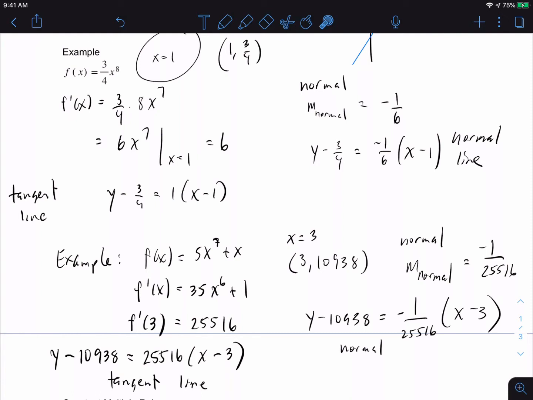No problem. So this is the point. Then this is the slope of the derivative. And now this is the slope of the normal. And the slope of the normal is always going to be the opposite reciprocal of the slope of the tangent.